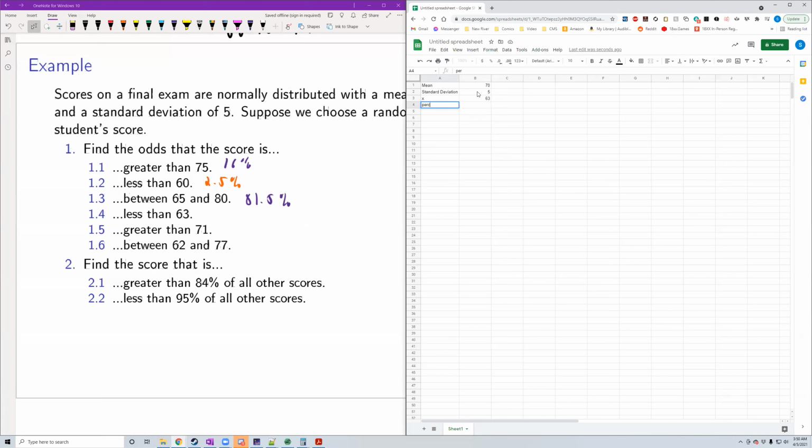Then we will use the function norm dist. Doesn't matter whether or not you choose the one with the dot. You don't want the one with the S. The S is for a standard normal distribution. Remember, that means we have a mean of 0 and a standard deviation of 1. We don't want that here. We want a mean of 70, a standard deviation of 5. So we'll use norm dist. It tells us we need an X, a mean, a standard deviation, and then a cumulative. We will always choose cumulative to be true, because what this will tell us is the shading, what is the percentage chance that you are less than or equal to this value.